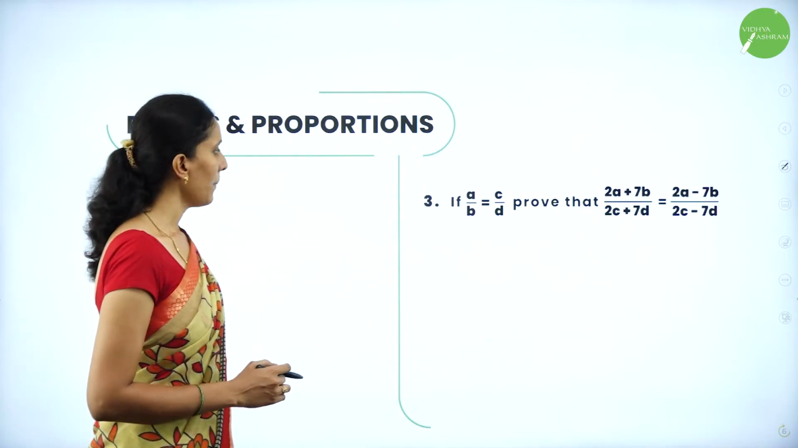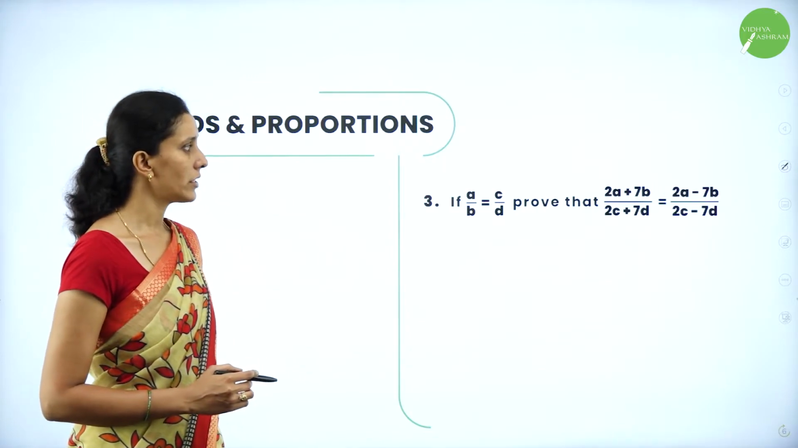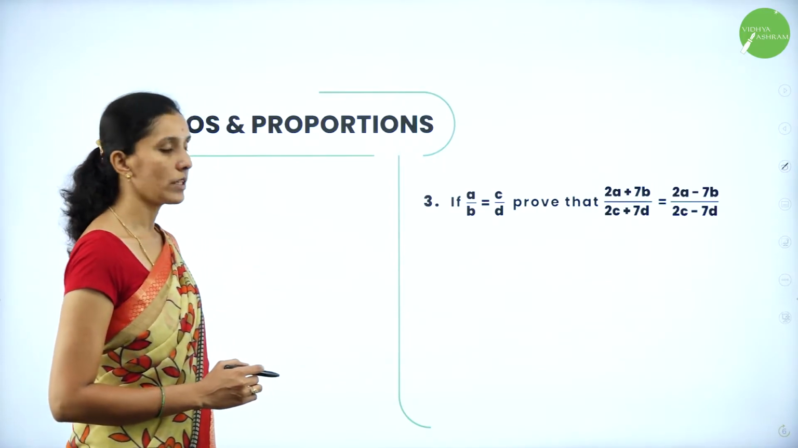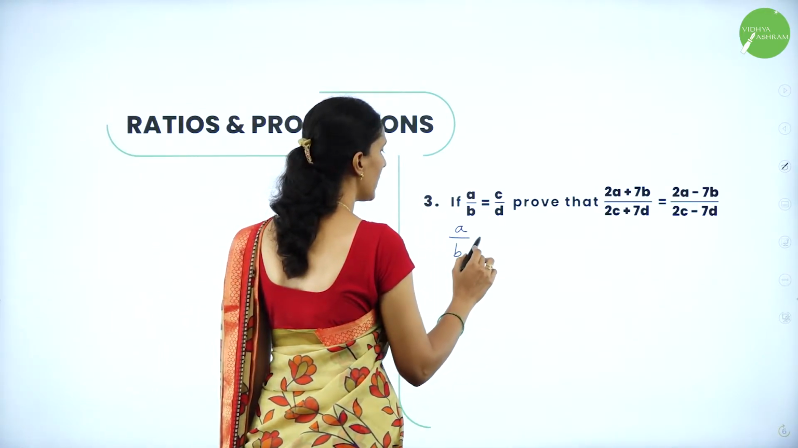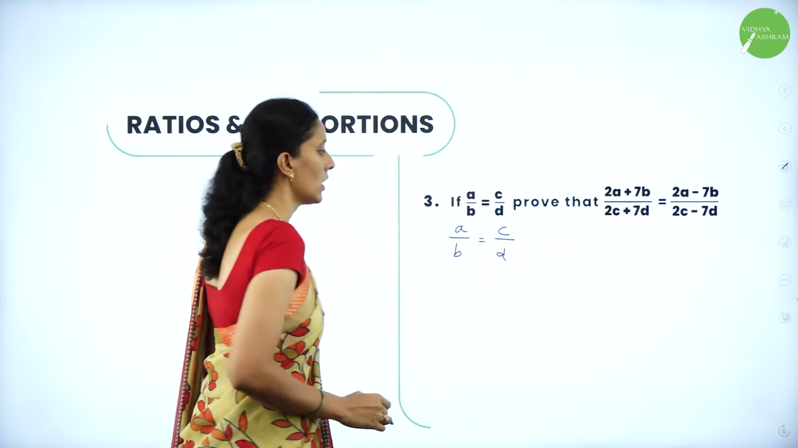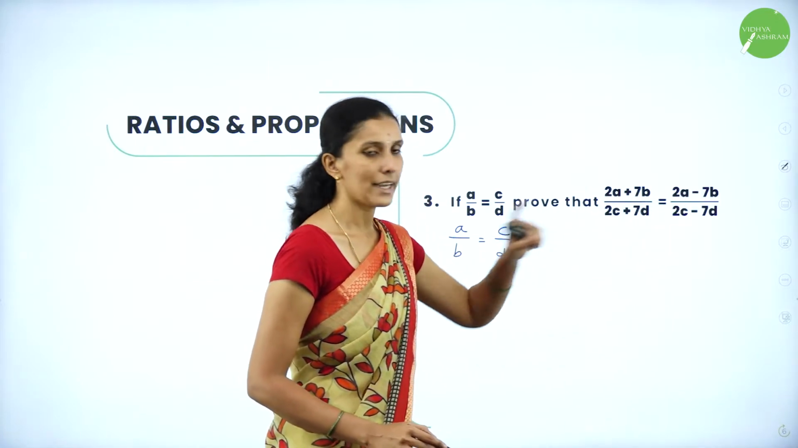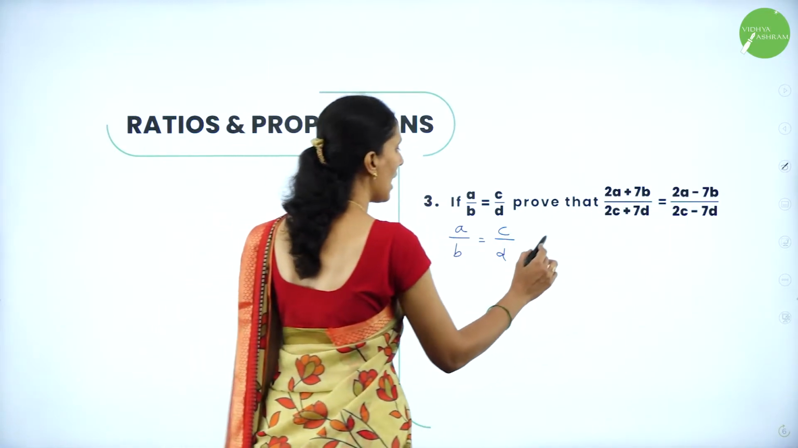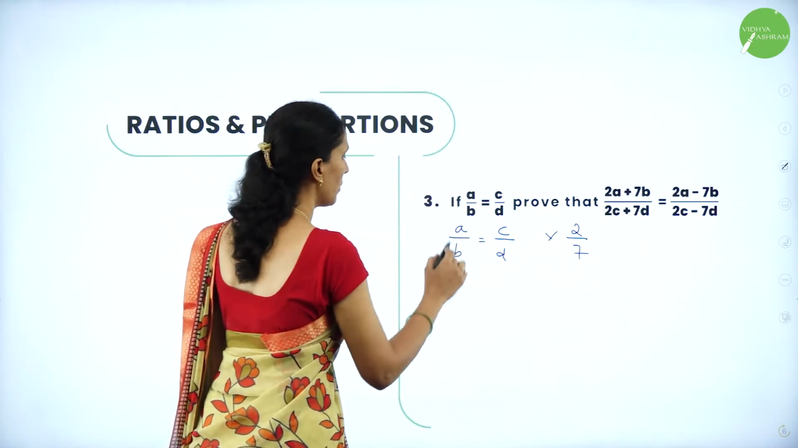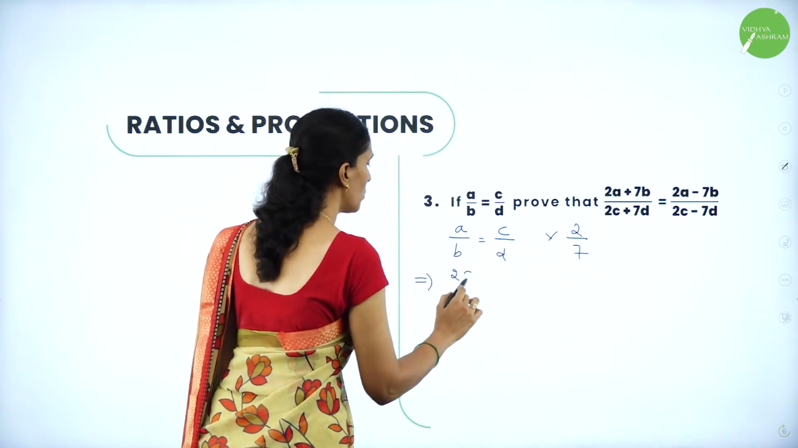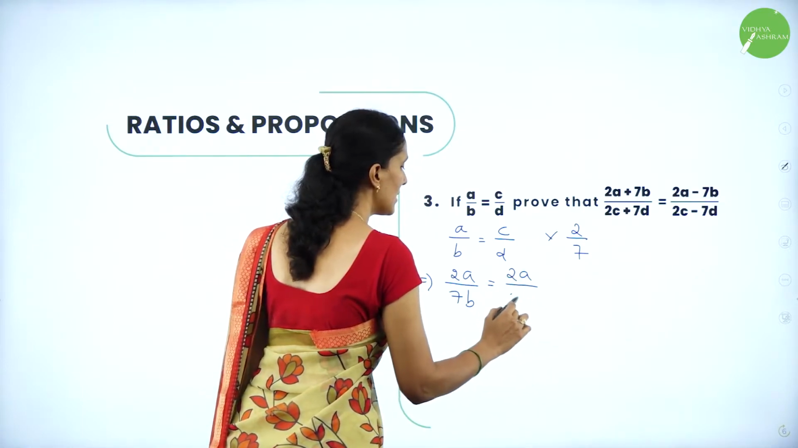Next we have A by B is equal to C by D. Prove that 2A plus 7B by 2C plus 7D is equal to 2A minus 7B by 2C minus 7D. First, let me take this fraction. A divided by B is equal to C divided by D. So I need 2 for A, 7 for B, similarly 2 for C and 7 for D. What I'll do here is multiply 2 by 7 on both sides of the ratios. So if you multiply, this will give 2A divided by 7B, which is equal to 2C divided by 7D.